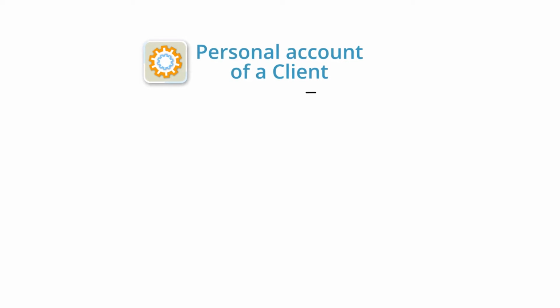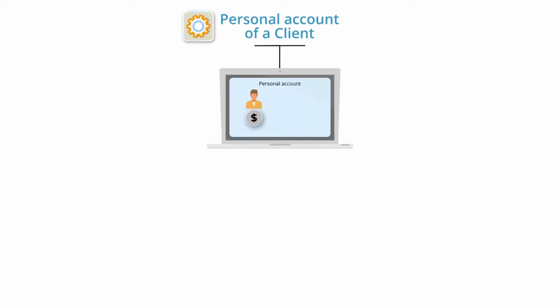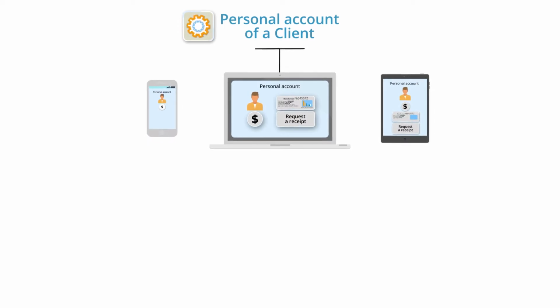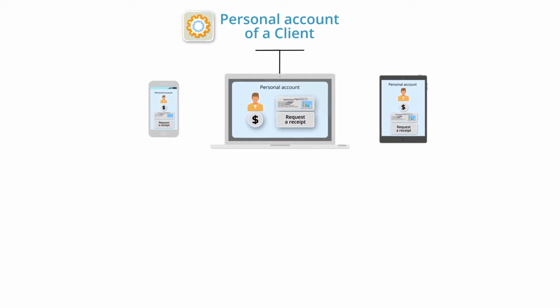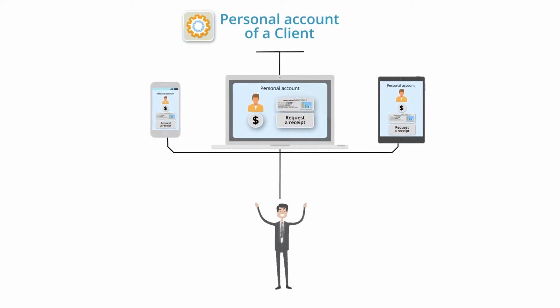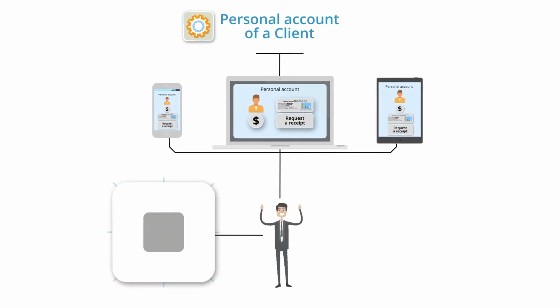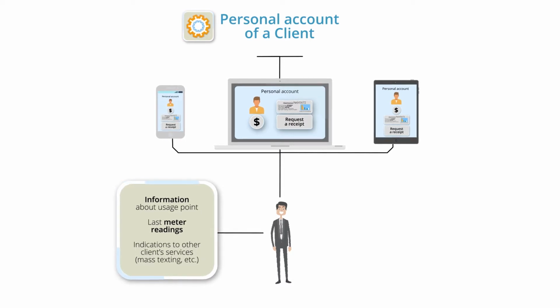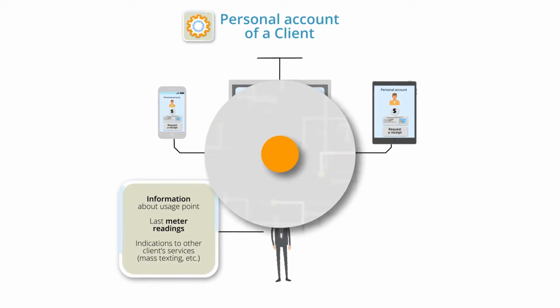Personal account of a client. The module constitutes feedback systems with a user, a summary of consumption of electric energy through web interface, and services the mobile applications. It allows a client to see information about the usage point and gives indication to other client services, mass texting, etc.